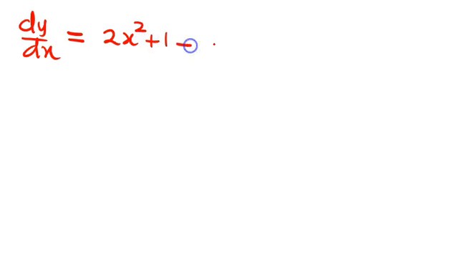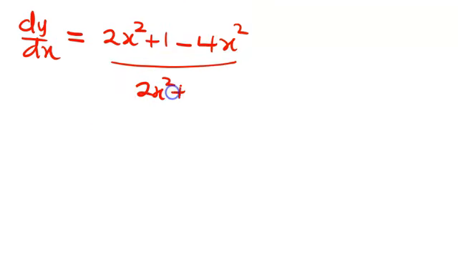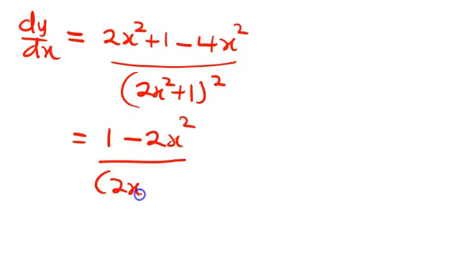So when we simplify, dy dx then becomes, so let's open the bracket. So we have 2x squared plus 1 minus 4x squared over 2x squared plus 1 all squared. So we have 2x squared minus 4x squared, that's minus 2x squared over 2x squared plus 1 all squared. That is the answer. So let me solve another one, the second one.